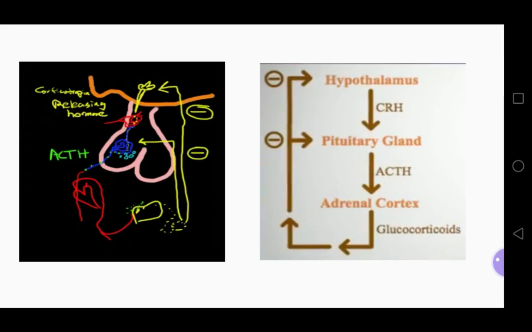From these diagrams you can see how this feedback system acts. So when the adrenal cortex releases glucocorticoids, that is cortisol, it then negatively suppresses the pituitary and hypothalamus to decrease production of corticotropin releasing hormone and adrenocorticotropic hormone.